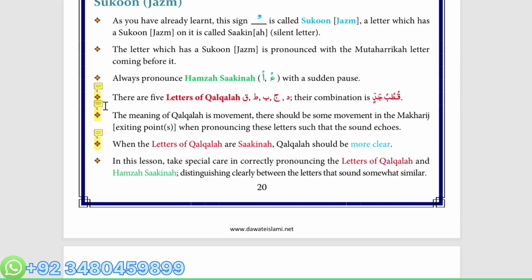Next point is what is the meaning of qalqala? Literal meaning of qalqala is movement. Okay. There should be some movement in the makhrij. Makhrij means point of articulation, or you can say exiting point. When pronouncing these letters, the sound echoes. When we pronounce kalkala letters, you will feel an echo in the pronunciation or articulation point.